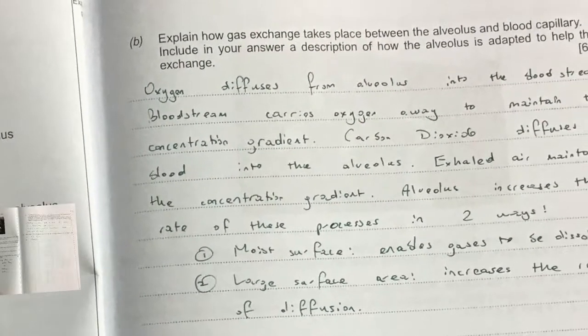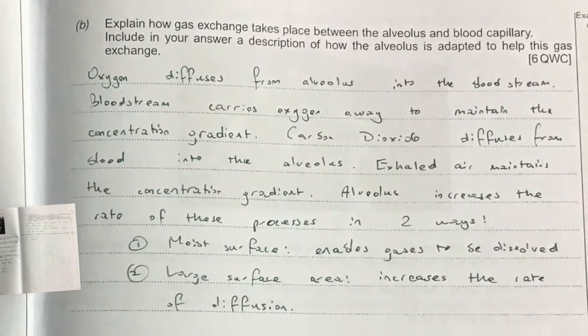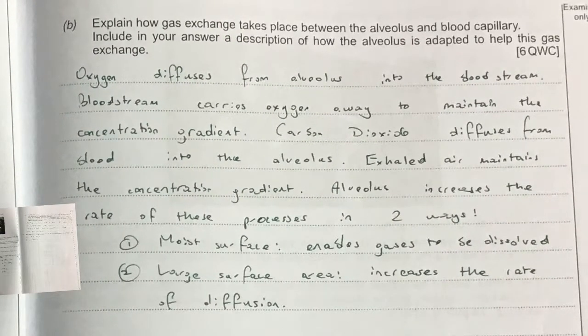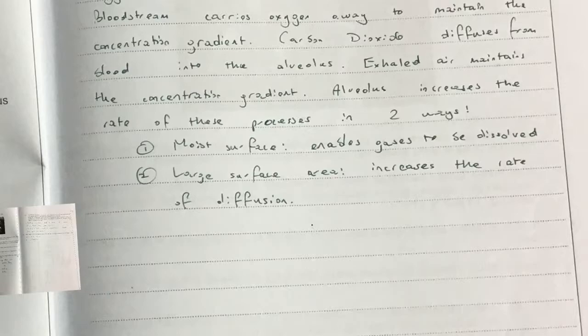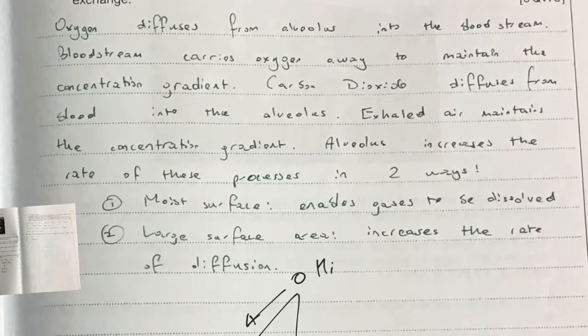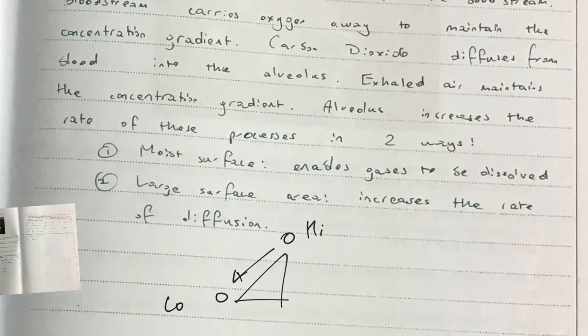And then we've got a 6 marker. Okay. Explain how gas exchange takes place between the alveolus and the blood capillary. Include in your answer a description of how the alveolus is adapted. Okay, so oxygen is diffusing from the alveolus into the bloodstream. Bloodstream carries oxygen away to maintain that gradient. Remember, diffusion is down the concentration gradient from high to low. Carbon dioxide diffuses from the blood into the alveolus, and exhaled here maintains that all-important concentration gradient.